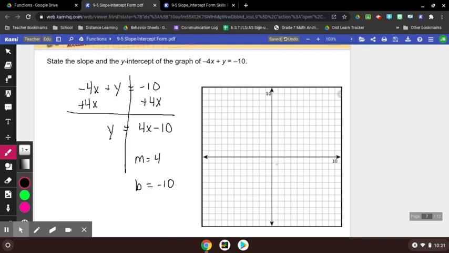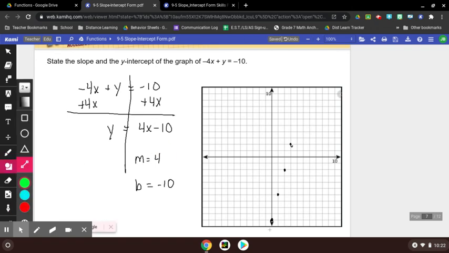So we can plot this then. I'm going to count down to my negative 10 as my y-intercept. 1, 2, 3, 4, 5, 6, 7, 8, 9, 10. And my slope is 4, so that means move up 4. 1, 2, 3, 4 over 1. And I have my points.